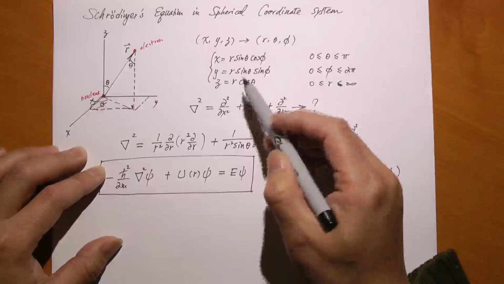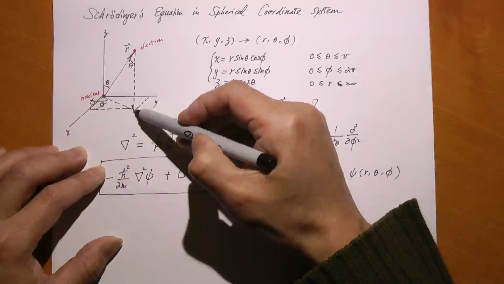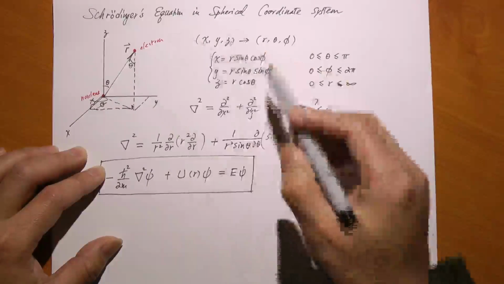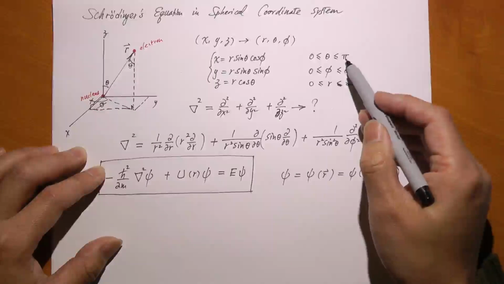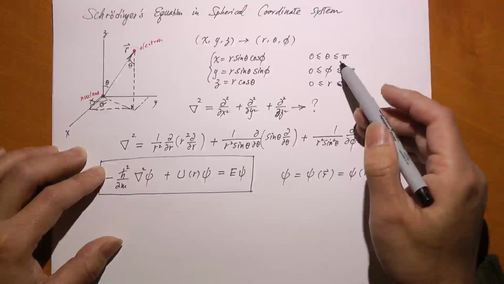And z is r cosine theta. That's very easy. From here to there, that is z. Okay, that is just r times cosine theta, as we saw in your math class. And again, these are the ranges for the variables r, theta, phi.